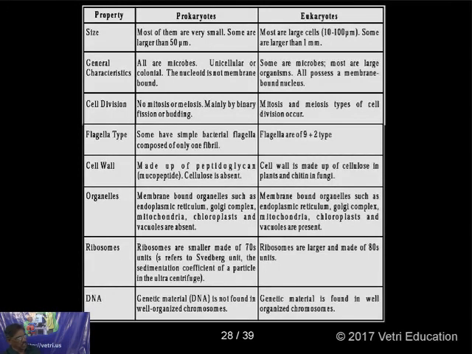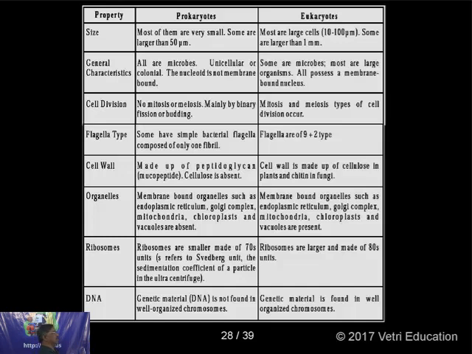So here the prokaryotic and eukaryotic differences are given. You can see those differences. The first one is size: prokaryotes are very small, and some are larger, up to 50 microns, whereas eukaryotes are mostly larger, 10 to 100 microns, and some up to 1 millimeter. In general characters, prokaryotes are microbes, unicellular or colonial, with a nucleoid that is not membrane bound, whereas in eukaryotes the nucleus is membrane bound.